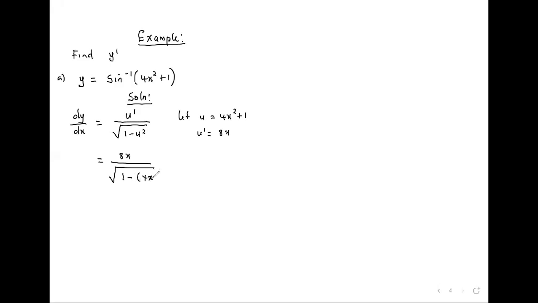4x squared plus 1, squared. If you want, you can simplify inside, but it's not necessary. So you can just leave it like that.